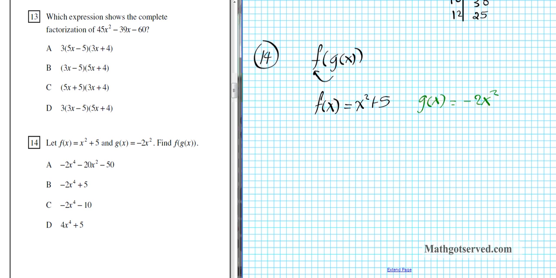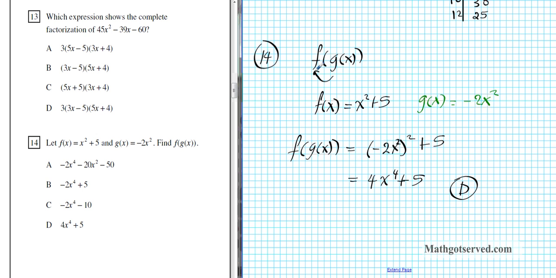So f of g of x is simply going to be, instead of x squared, you have negative 2x squared, squared, plus 5. Now that reduces into, you square the minus, it becomes plus. When you square 2, you get 4. And then 2x squared, squared: there's a square here, so you multiply that power by 2, so this power ought to be a 4. So it is basically 4x to the fourth power plus 5. All right, and then our answer is option letter D.